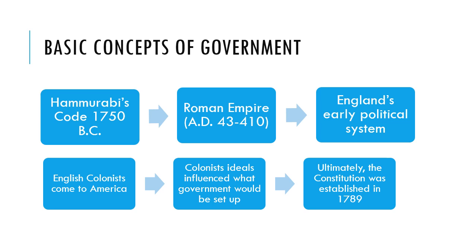That connects to the Roman Empire. From the Roman Empire, they influenced the Anglo-Saxon area of England, Scotland, and Ireland. We see England's early political system develop, and from there English colonists coming to America. In turn, the colonists' ideals influenced what government would be set up in the colonies, and finally, the Constitution was established in 1789. These 6 steps are the most basic points in time that I picked out for you to see the transition over time.